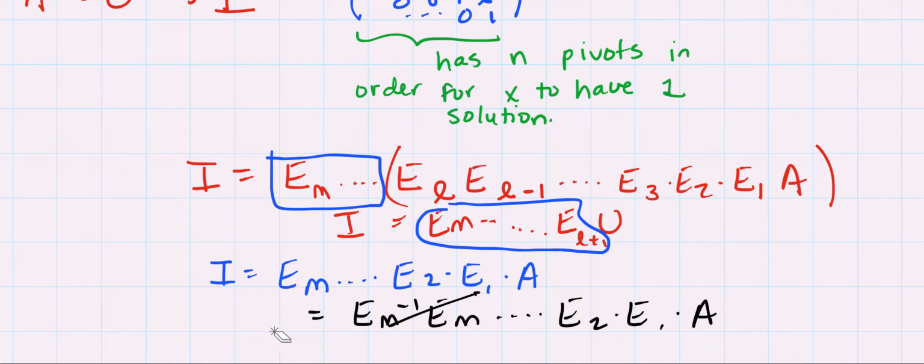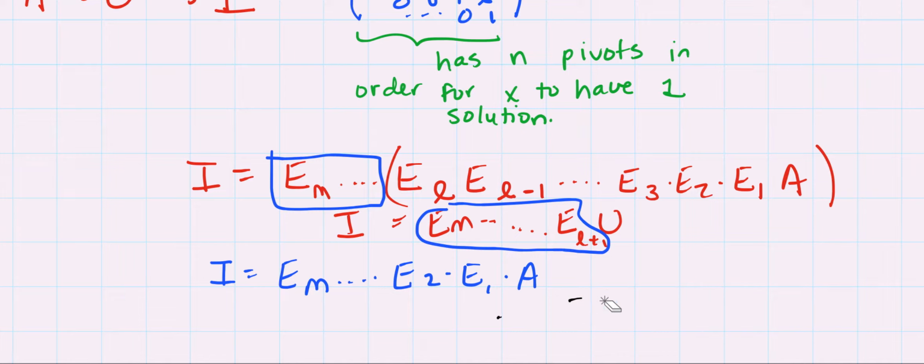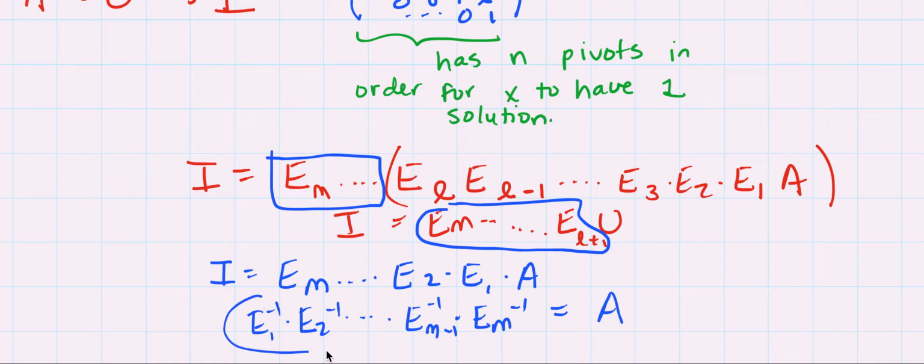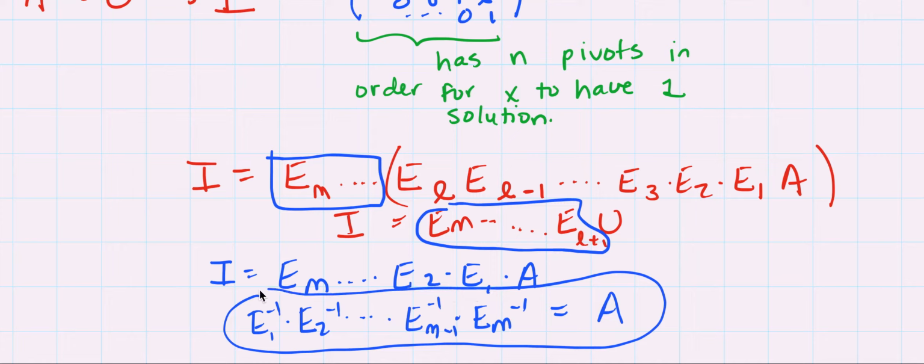So what you're going to end up with is that A is EM inverse times EM minus 1 inverse, ... E2 inverse, E1 inverse. Because I'm going to knock each one off, and the first one I'm going to knock off is EM inverse, then EM minus 1 inverse, and so on until you get this last one and you're just left with A. And all of these are being multiplied by the identity, so the identity times any matrix is the matrix itself.